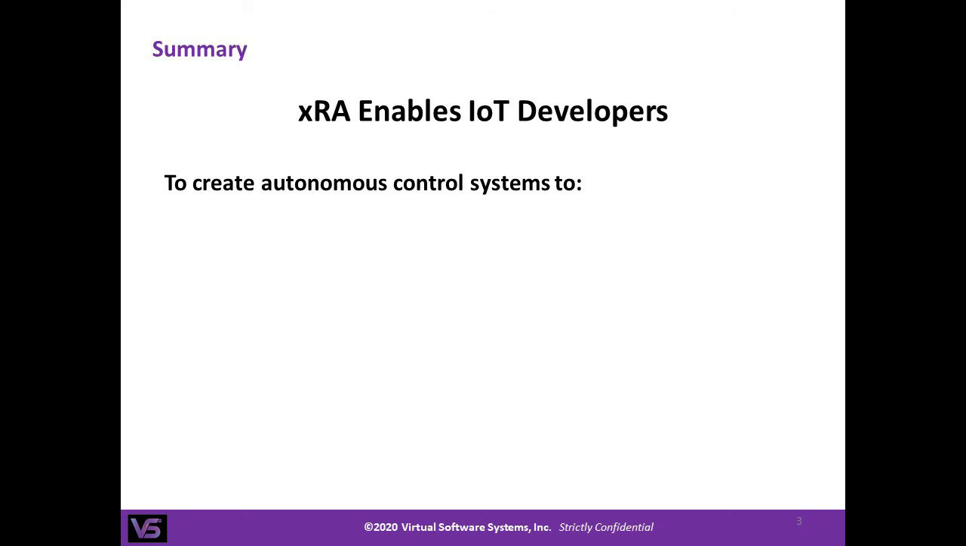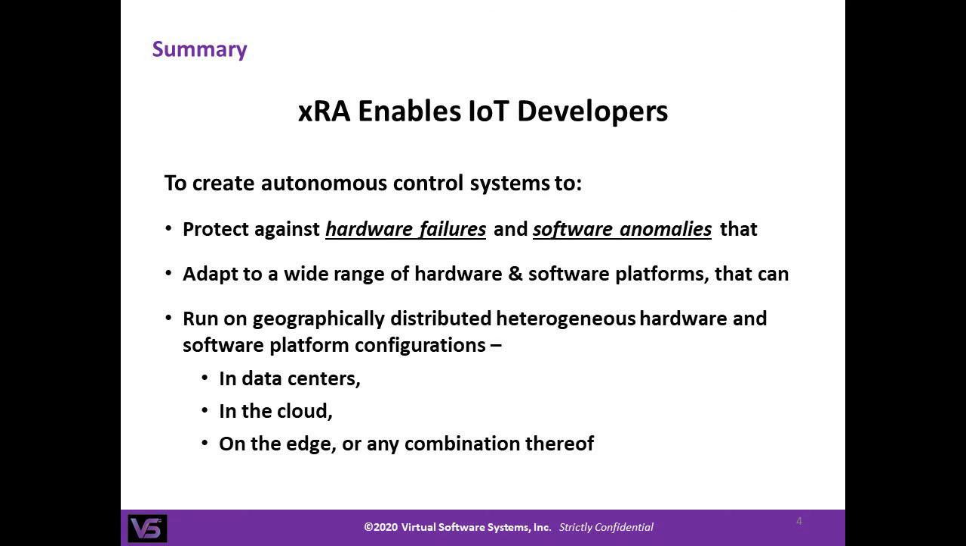In summary, X-Ray enables IoT developers to create autonomous control systems to protect critical IoT processes against hardware failures and software anomalies, that adapt to a wide range of hardware and software platforms, and that can run on geographically distributed heterogeneous hardware and software platform configurations in data centers, in the cloud, on the edge, or in any combination thereof.